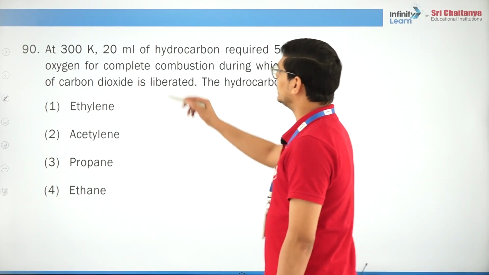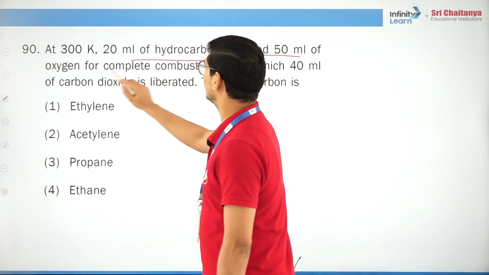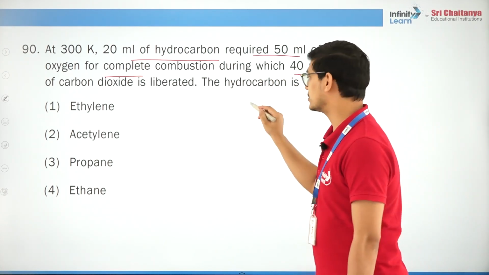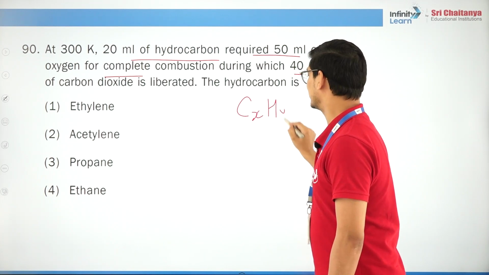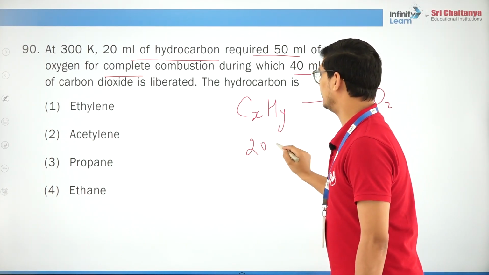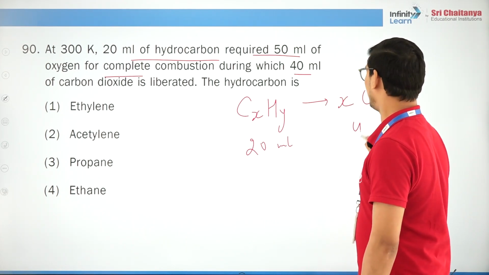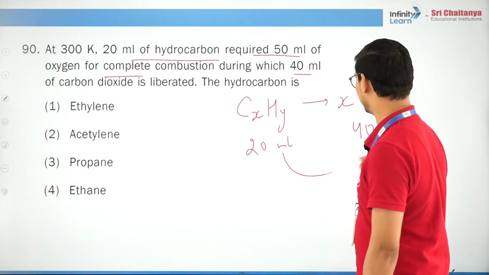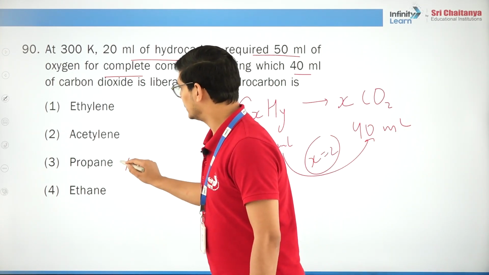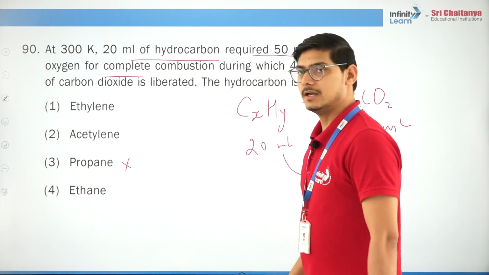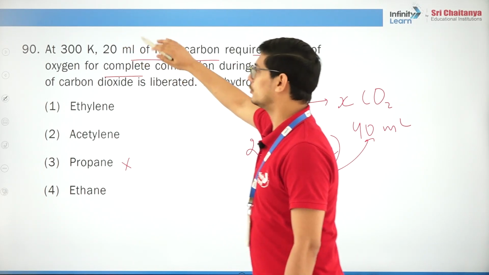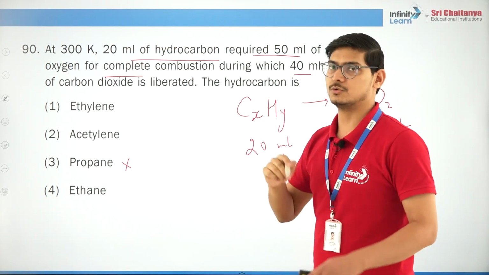At 300 Kelvin, 20 ml of hydrocarbon required 50 ml of oxygen, during which 40 ml of carbon dioxide is liberated. Remember that relation, CxHy gives x CO2, right. So if 20 ml of hydrocarbon is giving me 40 ml of CO2, the amount is double. So the value of x is 2, right, there are 2 carbon. So this is out, okay. Now you have to find out the amount of oxygen is 2.5 times, right. For 20 ml of hydrocarbon we need 50 ml of oxygen, 2.5 times.